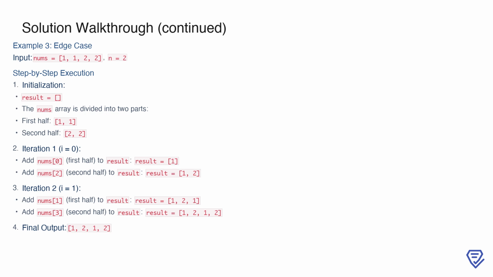In the second iteration, when i equals 1, we add the second element from the first half, nums[1], which is 1, followed by the second element from the second half, nums[3], which is 2. The final result becomes 1, 2, 1, 2. Since all iterations are complete, the output for this edge case is 1, 2, 1, 2. This confirms that the solution handles edge cases correctly and maintains a consistent pattern.